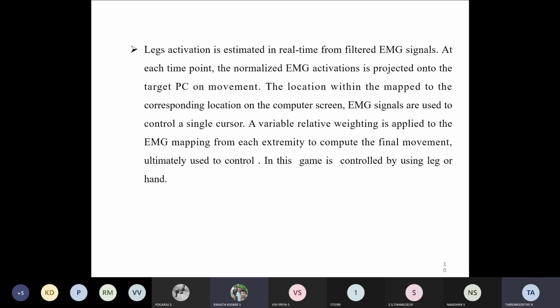Leg activation is estimated in real time from the filtered EMG signal. At each time point, the normalized EMG activation is projected onto the target PC movement. The location is then mapped to the corresponding location on the computer screen. EMG signals are used to control a single cursor. A variable relative weighting is applied to the EMG mapping from each extremity to compute the final movement. Ultimately, the game is controlled by using the leg or hand.